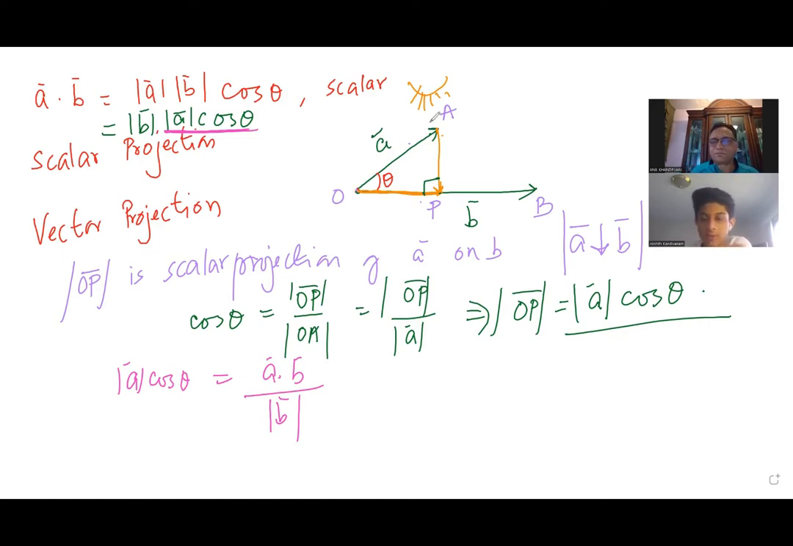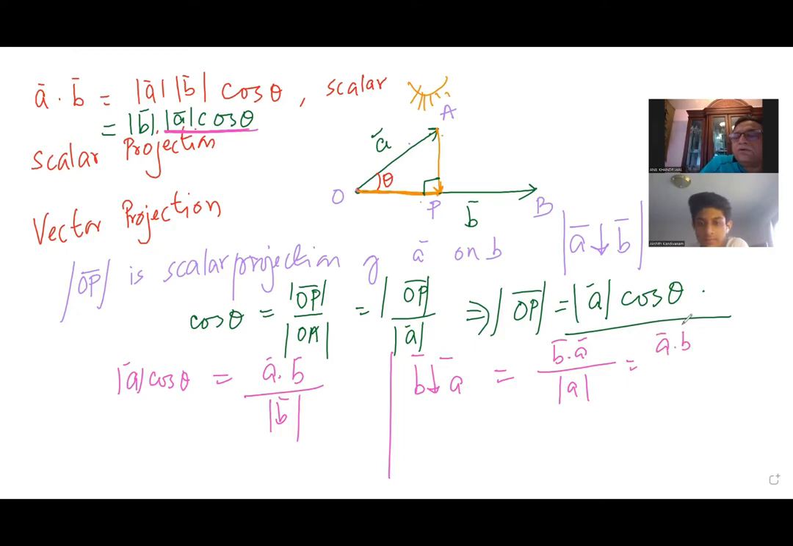Sir, so now if it was the projection of B on A, then we would divide by the magnitude of A, right? Correct. So if we interchange, the projection of B on A will be A dot B, or B dot A, is the same thing, correct? Yeah, same thing, the dot product, divided by the magnitude of A. Is that okay?